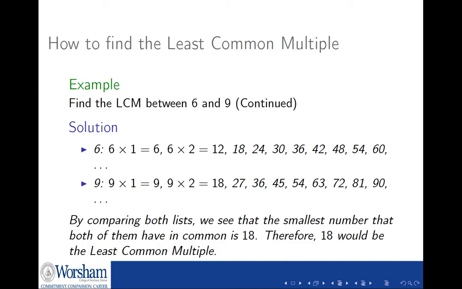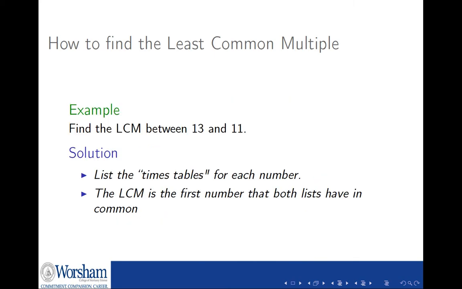Same process as the last one. The smallest number that both of those lists have in common is going to be our least common multiple. In this case, our LCM is going to be 18, because 18 is the smallest number in this list and this list right here. It's the smallest number that both have in common. So let's take it up a notch, shall we? What about the least common multiple between 13 and 11?